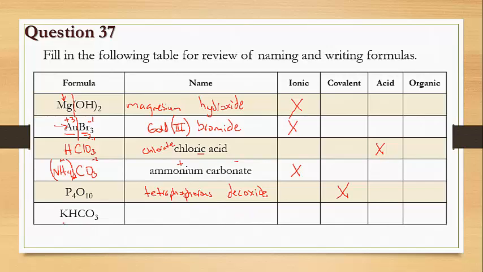And the final one on this slide is a metal potassium with a nonmetal polyatomic, so that's another ionic. Break it into its parts. I have potassium, followed by HCO3, and HCO3 is called bicarbonate. And the only other thing to worry about is the Roman numeral possibility, but potassium is always a +1. No Roman numeral needed.